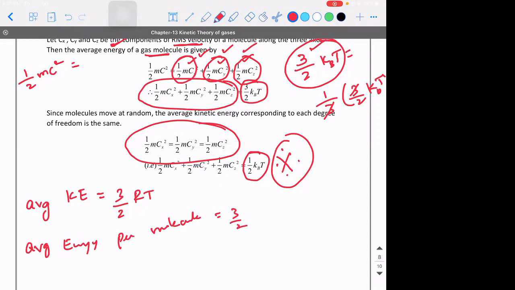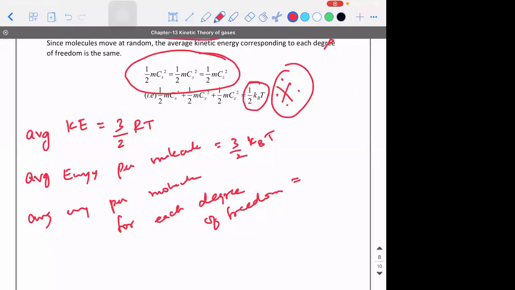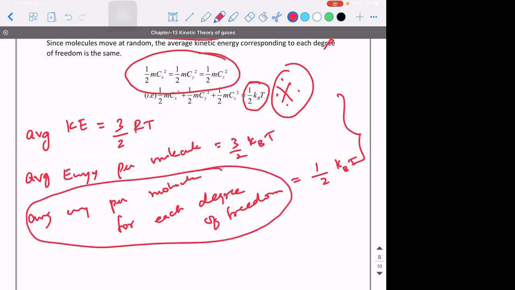So what is the average energy? It is 3 by 2 kB into T per molecule. The average energy per molecule for each degree of freedom is 1 by 2 into kB into T. Are you able to understand the difference between all the three? So the last one is what is called the law of equipartition of energy.